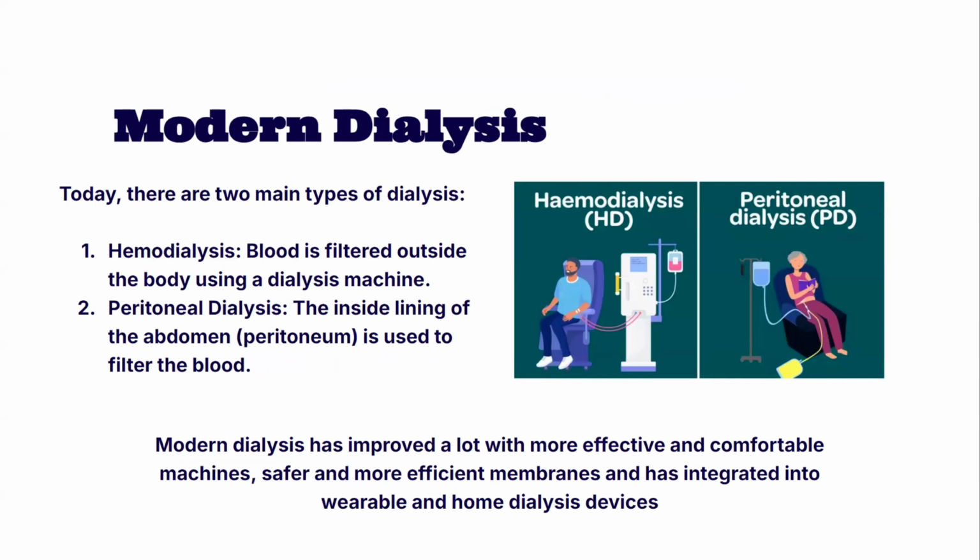So today, we have two main types of dialysis. We have hemodialysis, where your blood gets cleaned outside of your body using a machine, and peritoneal dialysis, where your own body, specifically the lining of your belly, filters the blood inside you. So technology has come a long way since the sausage casing days. Machines are way more comfortable and efficient now, and researchers are even working on wearable dialysis devices, so patients can have more freedom in the future.